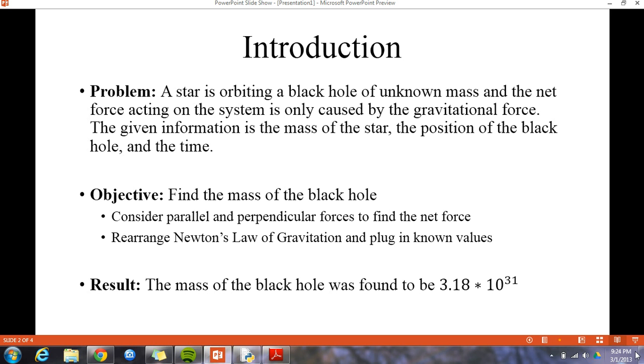To do this, we will have to consider the parallel and perpendicular forces to find the net force. We will also have to rearrange Newton's law of gravitation and plug in our known values. And at the end of this lab, we will find that the mass of the black hole is 3.18 times 10 to the 31st.